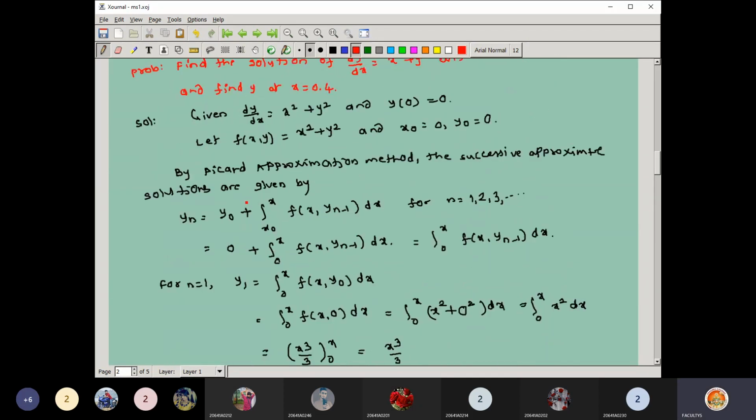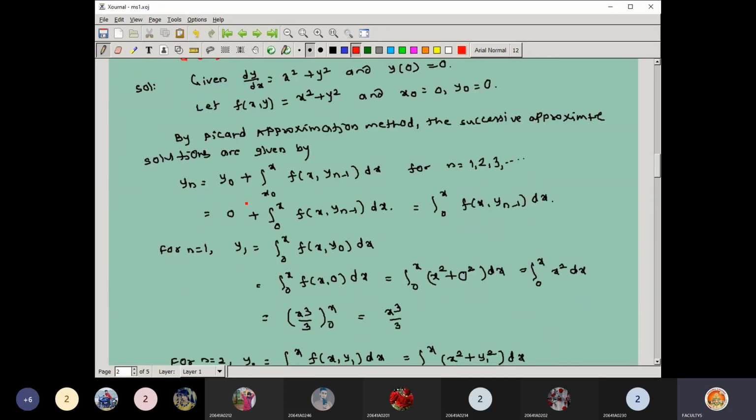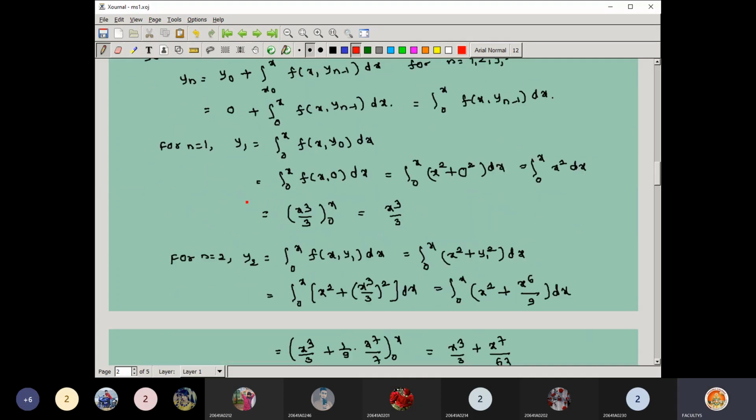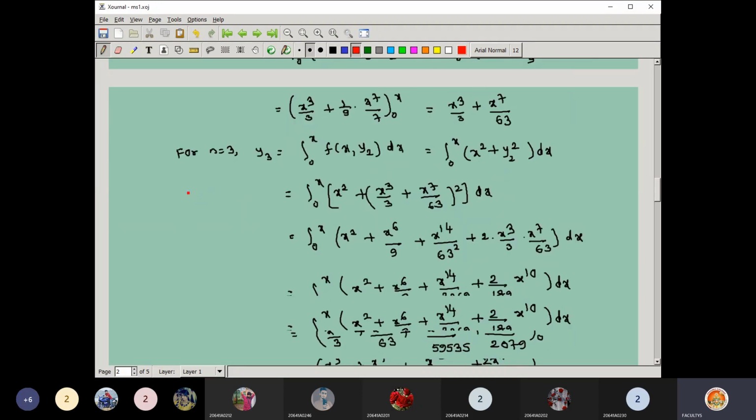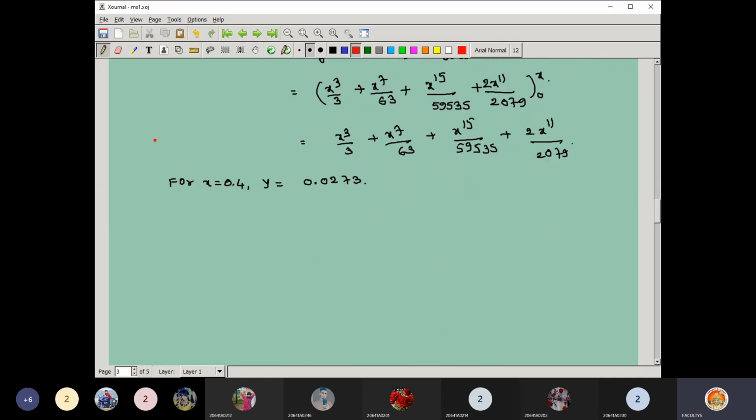So minimum you need to find out up to 3 approximate roots and directly find out the answer. If it is very lengthy, no problem, you can calculate up to 2 also, the second approximate root. Now I give you a problem. You just find out the answer.